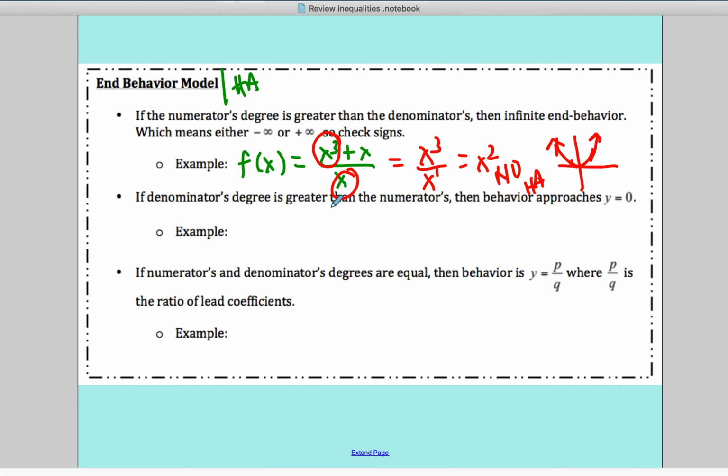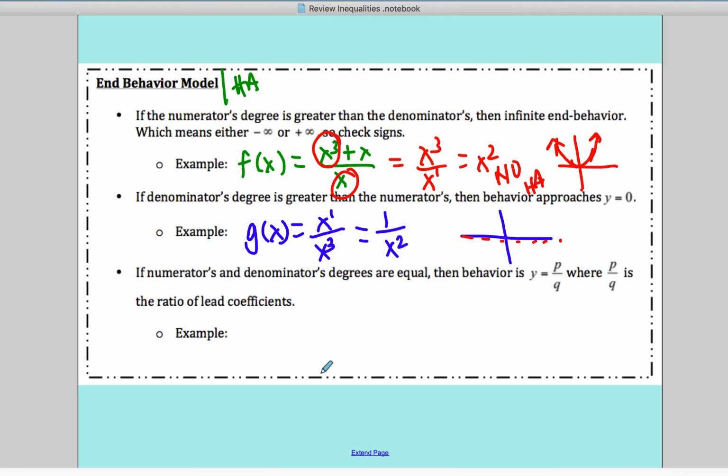If the denominator's degree is greater than the numerator's, then the end behavior approaches y equals 0. So let's just flip this around. If I have g of x equals x over x to the third, I would have this simplified. This is x to the first over x to the third, so I'd have 1 over x squared. Whenever I have a variable left in the denominator and nothing in the numerator, there's always going to be an asymptote at y equals 0.